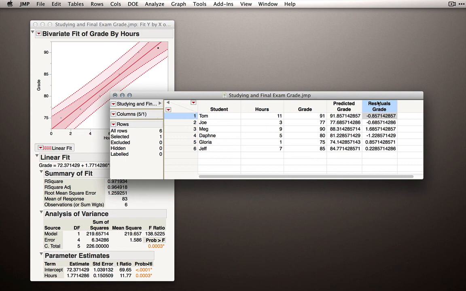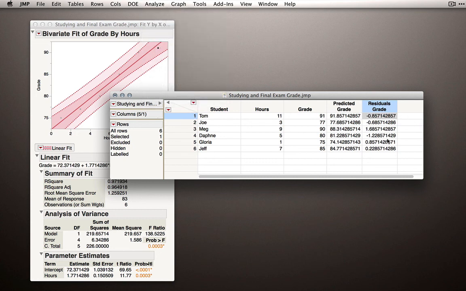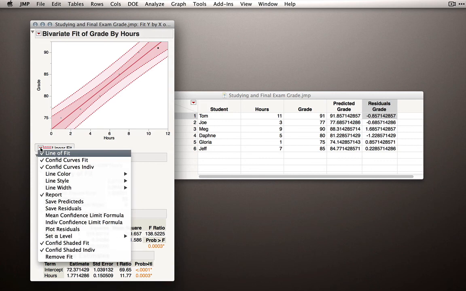So the residuals that we save allow us to actually look at the residuals in a little bit more detailed way. It's often the case that we'll want to interpret or work through these residuals, maybe using the distribution platform or another platform, to see if they obey our assumptions. So we always assume something about the residuals. They have in the population a normal distribution and equal variance across the line. So we'll come back to those assumptions at a later point, but notice that you can save the residuals simply by doing it under the red triangle.